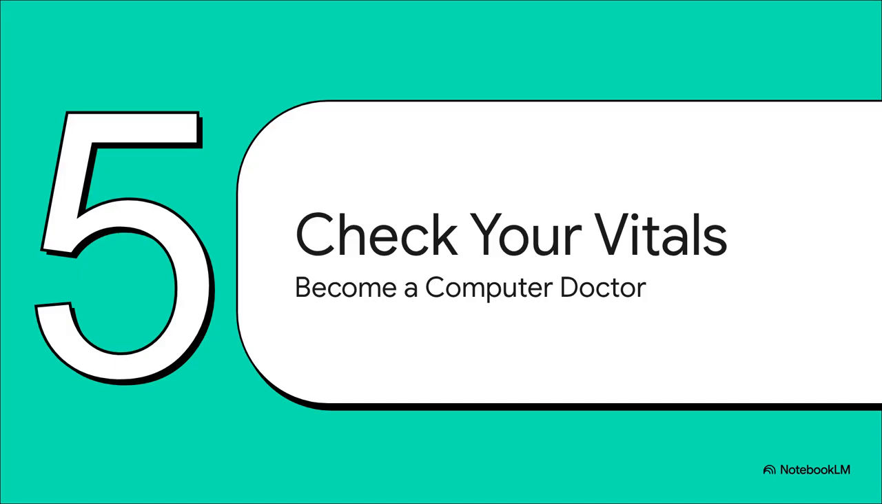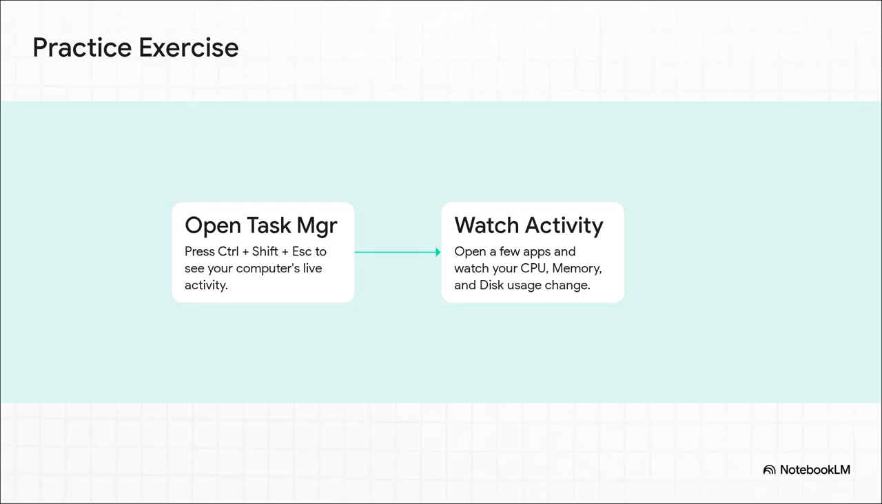So now that you know the anatomy, how about we become computer doctors for just a second, yeah? We're going to check the vitals on your own machine right now so you can see all of these parts working together in real time. It's pretty cool. Go ahead and try this with me. If you're on a Windows PC, just press Control, Shift, and Escape all at the same time. That'll open your task manager. If you're on a Mac, you can find the same info in your activity monitor.